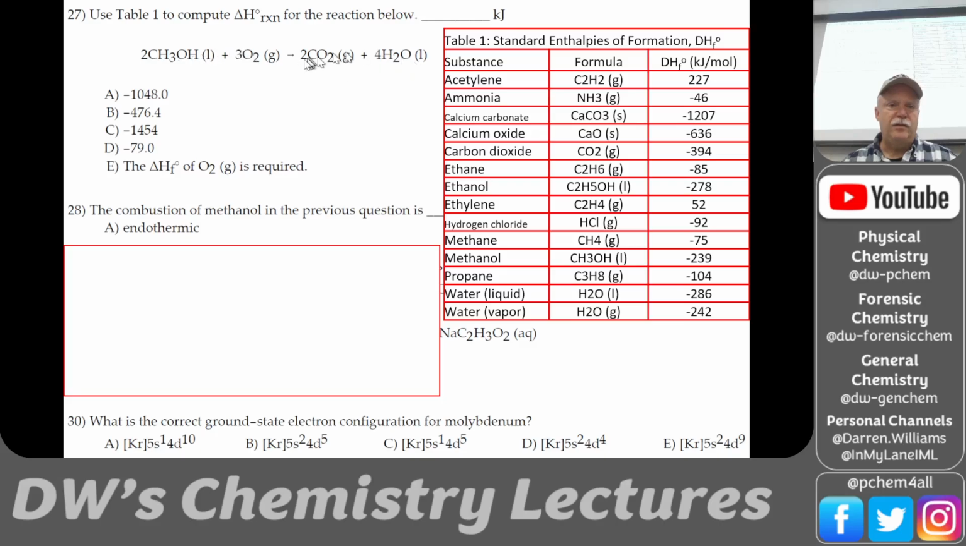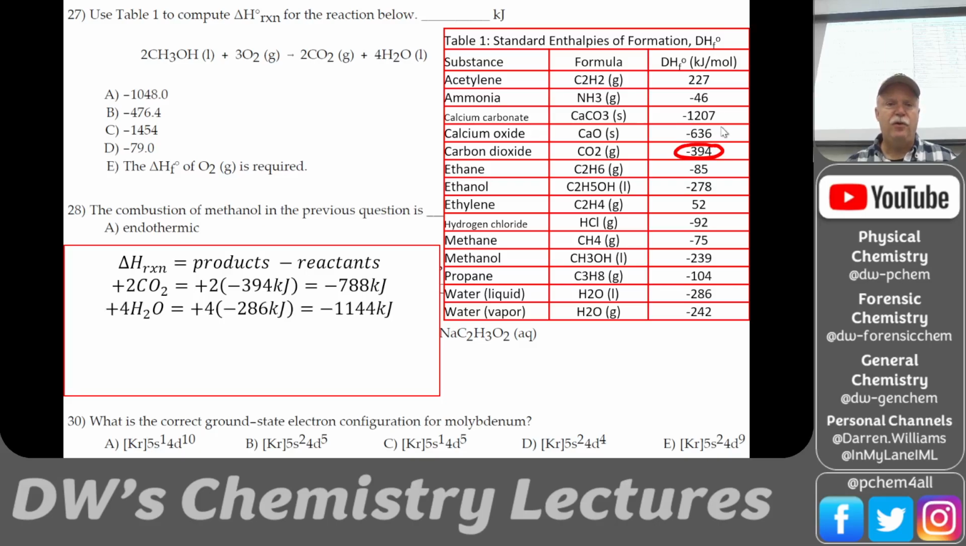So for this reaction, we need to take the products and subtract the reactants. And so we have 2 CO2s, so it's 2 times that CO2 number. So here we are, CO2s, minus 394, gives us negative 788. Then we have 4 waters, and you got to know which kind of water we're using. So it's the liquid water, and so that's minus 286 because it's liquid. Okay, 4 times that gives us negative 1144.